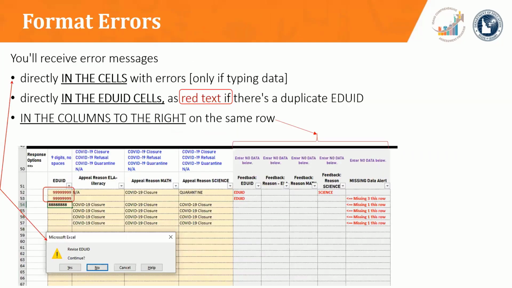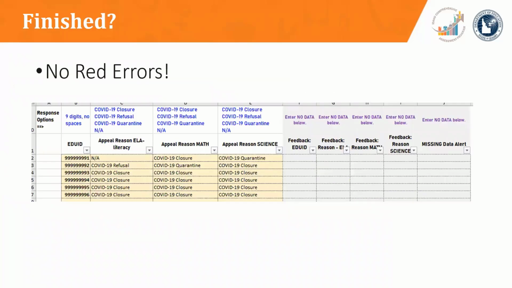Valerie, the new accountability coordinator who is out today, coded the template such that it detects and informs you of any format errors. If you are typing data and there are errors, you get errors directly in the cells. If the spreadsheet detects duplicated EDUIDs, you will see red text directly in the EDUID cells. You may also see errors in the columns to the right on the same row. When you see no red errors in your file, your file is complete. Move to the next step.